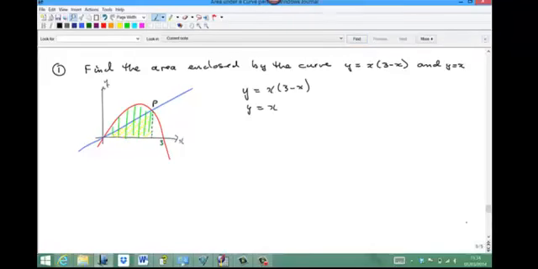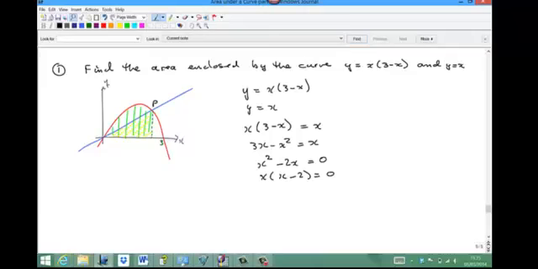So we solve y equals x(3 minus x) and y equals x simultaneously, and therefore we can equate: x(3 minus x) equals x, 3x minus x squared equals x. Then adding the left-hand side to the right-hand side, we'll have x squared minus 3x plus x, minus 2x equals 0, x minus 2 equals 0, and so the x-coordinate of P is 2, and as y equals x, the y-coordinate of P is also 2.